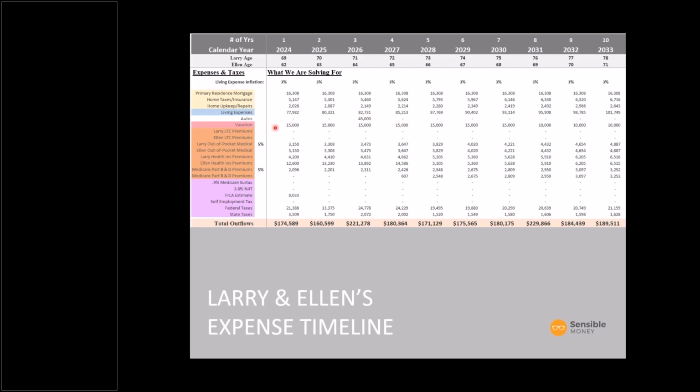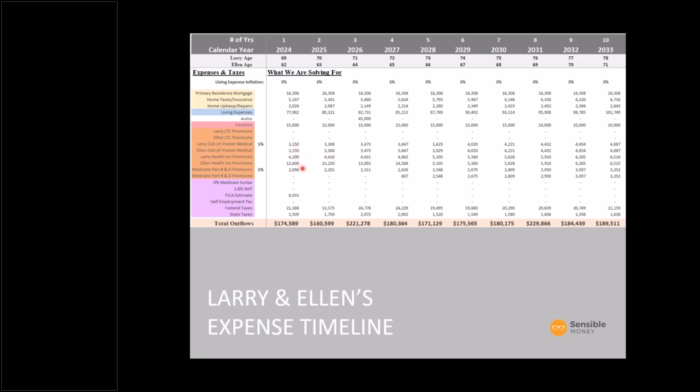There's also vacation, and this is one of the ways you can account for the difference between the go-go years and the slow-go years, with vacation spending at $15,000 a year early on, and then perhaps dropping down to $10,000 as they might enter their slow-go years. And then there's other expenses.